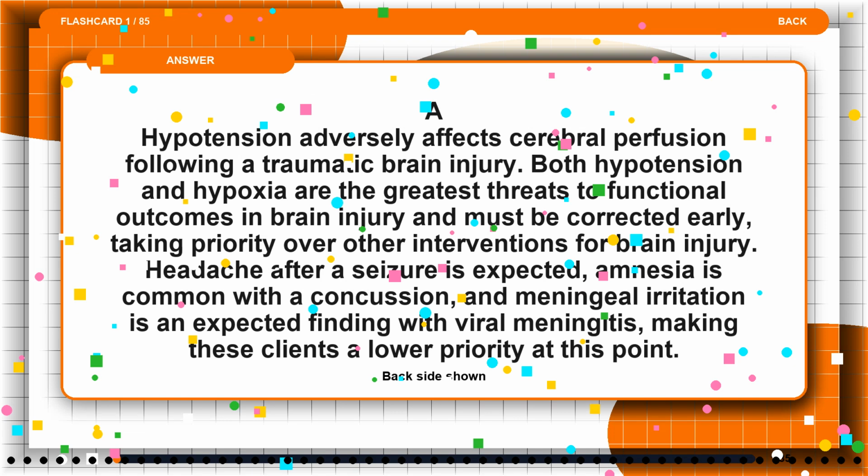The answer is A. Hypotension adversely affects cerebral perfusion following a traumatic brain injury. Both hypotension and hypoxia are the greatest threats to functional outcomes in brain injury and must be corrected early, taking priority over other interventions for brain injury. Headache after a seizure is expected, amnesia is common with a concussion, and meningeal irritation is an expected finding with fibromyalgia, making these clients a lower priority at this point.